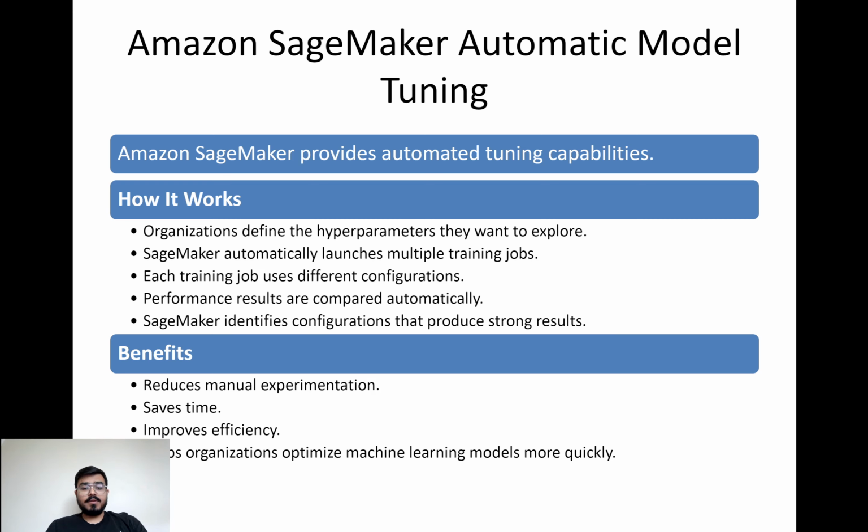Instead of manually reviewing every experiment, organizations receive recommendations based on actual results. This provides several benefits. It reduces manual experimentation, saves time, improves efficiency, and helps organizations optimize machine learning models much more quickly. For companies working with large machine learning projects, automation can significantly reduce development effort while improving overall model performance.